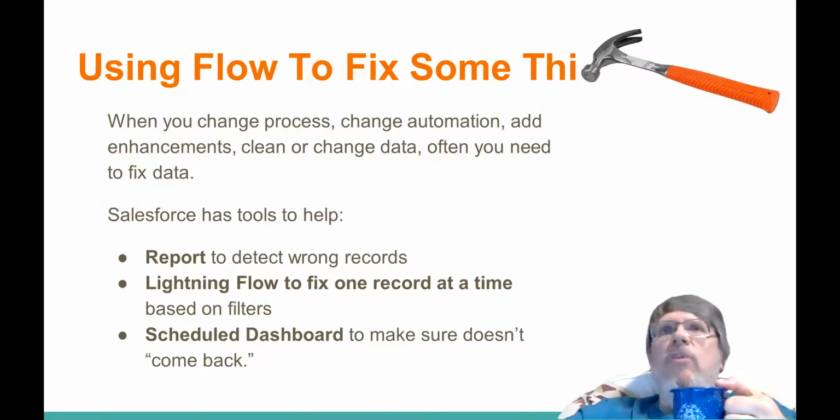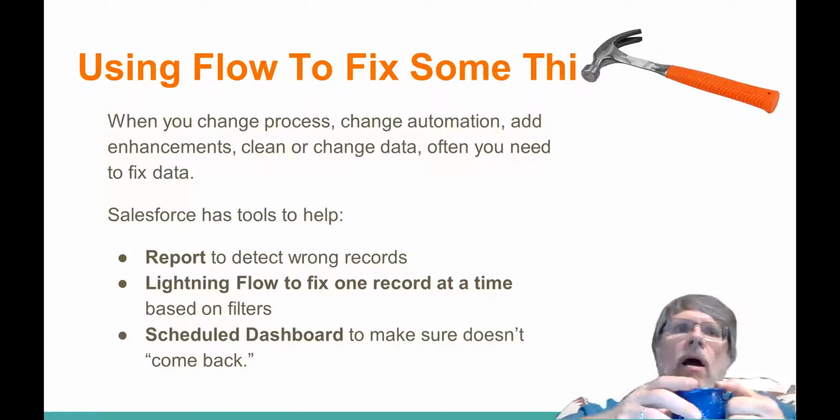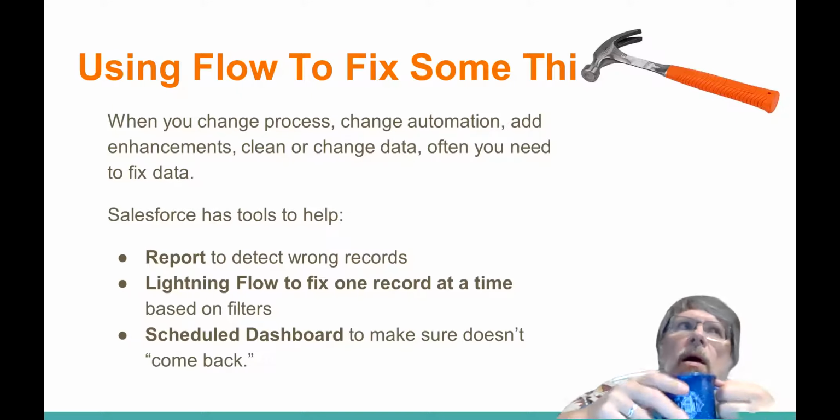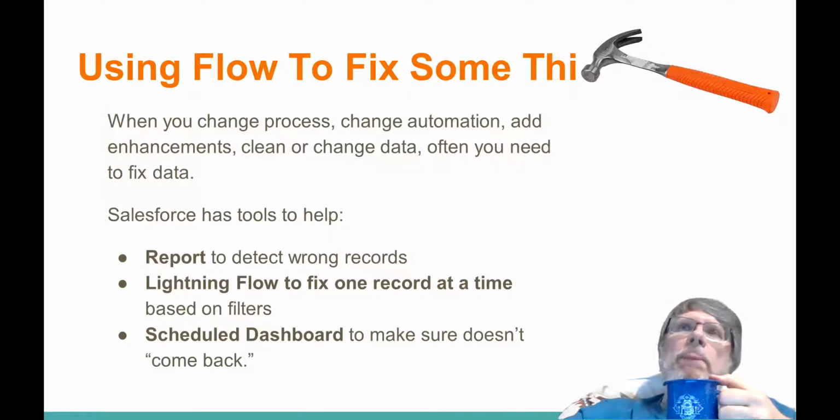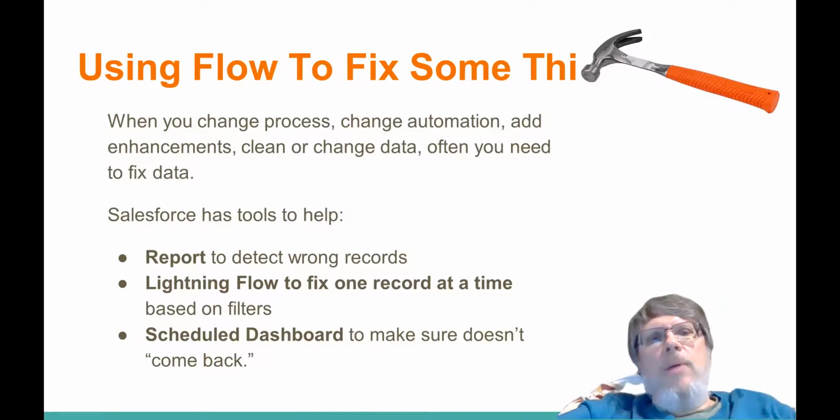Yes, I could have searched around for example records, and I could have used a list view, and I could have done a lot of things, but reports are the right way to go because they have all the right filter tools and cross filter tools and conditions, and they can stay with you, and that's important. You'll see why later. And then I used Lightning Flow to fix some of the damage done by the technical debt that occurred in our solution. And then I used a scheduled dashboard to make sure it doesn't come back and that we pay attention to it in the future. So here we go.